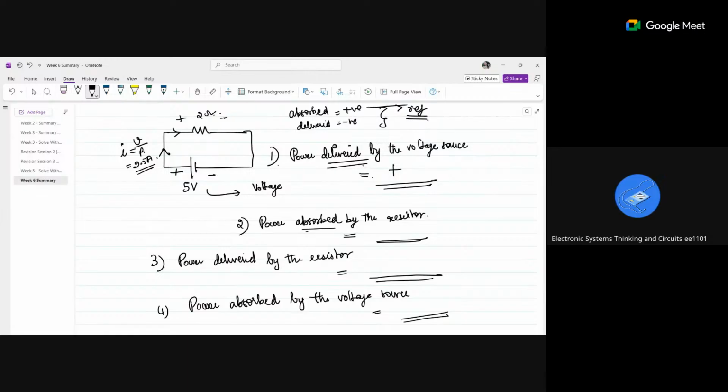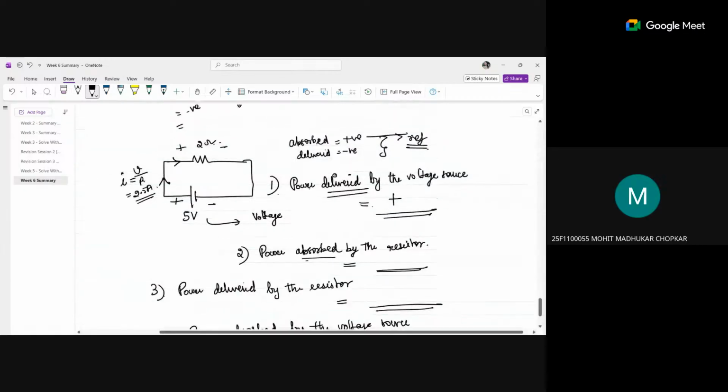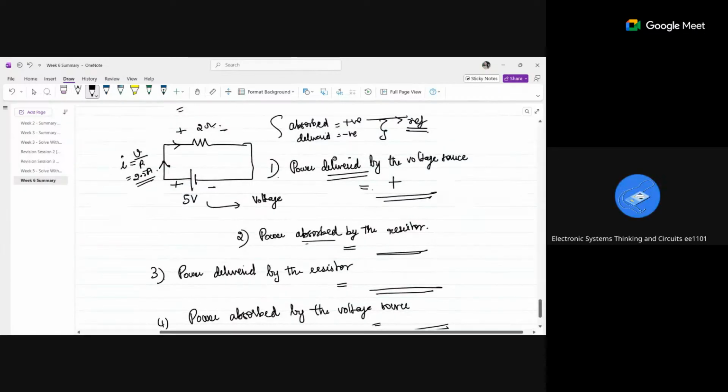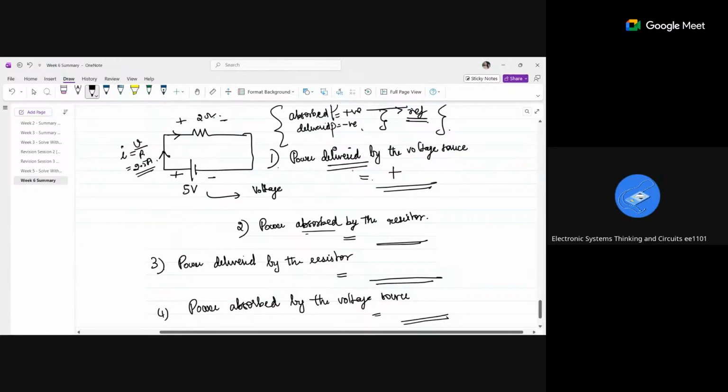Is it clear? Or is it confusing? It is confusing, ma'am. This is the usual convention. Normally, if we are going to write a big problem and solve it, we will take, for our convention, the absorbed power as positive and delivered power as negative. This is according to our convention, okay? But if they ask power delivered, and if you write negative, it actually means that the power is absorbed. We have to write with respect to the question.